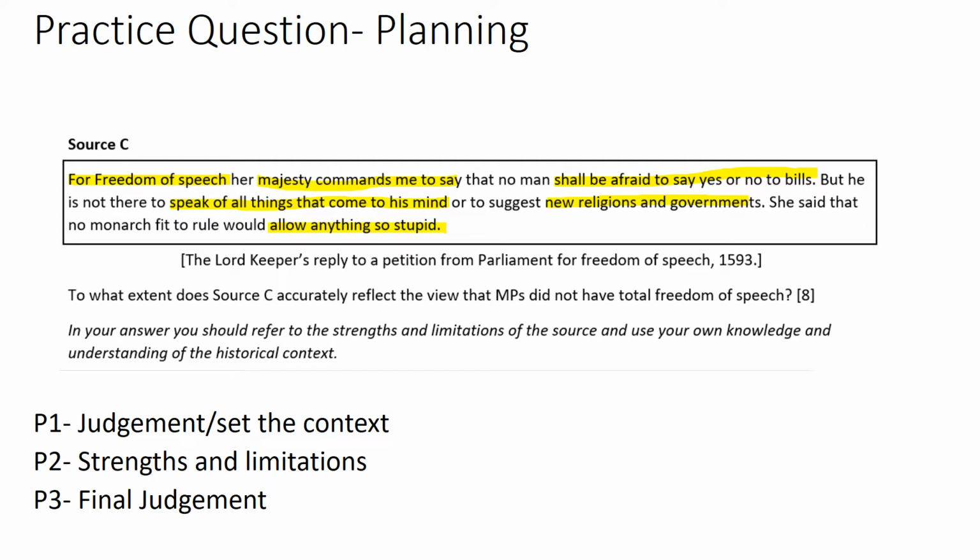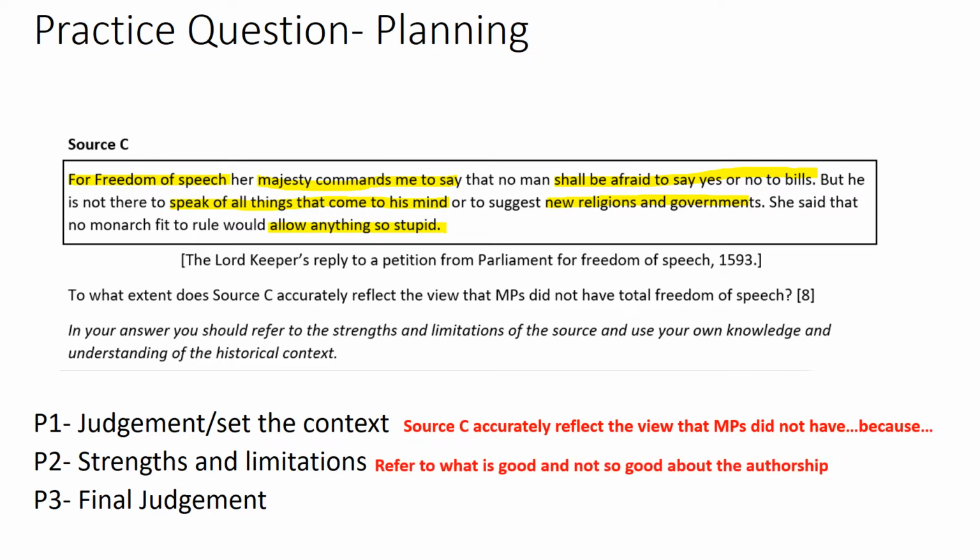Now, when we're approaching this question, we need to do it in three different stages. We need to make a judgment about the accuracy of the source. Does it make sense based on what I already know about the role of Parliament? What are the strengths and limitations? What's kind of good or not so good about it? We're referring to the authorship mainly, so who wrote it or who is saying it. And lastly, our final judgment. We just have to reiterate that judgment a second time.